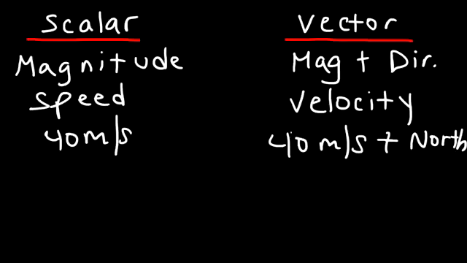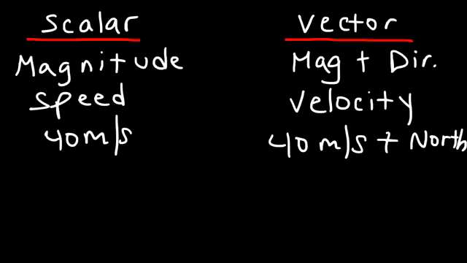So the 40 meters per second represents the magnitude. It tells you how fast I'm going. And north tells you the direction of where I'm going. And so that's basically a vector. It combines magnitude with direction.